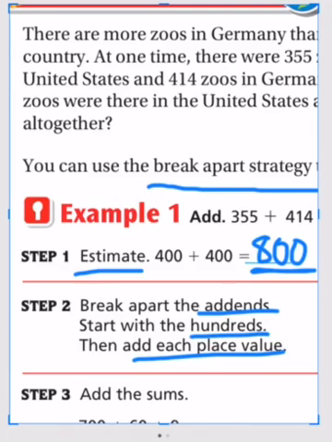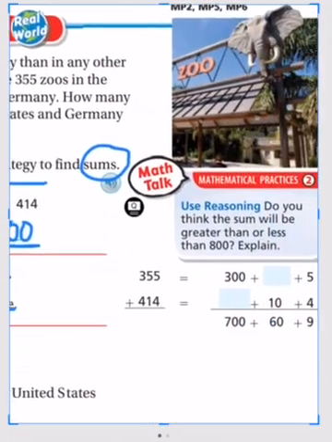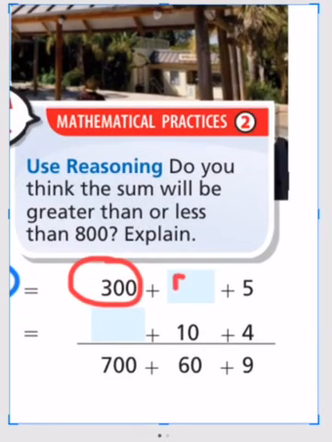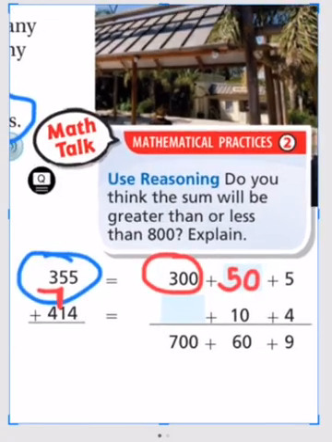Okay? So, if we move over here to the side, 355, we're going to break it apart. Officially, it's called the distributive property, and we get 300, plus the tens. We have 5 tens, and 5 tens then is 50. We count by 10, 5 times: 10, 20, 30, 40, 50. Okay, and then plus the 5 ones. 414, we have 4 ones here. We have 1 ten, and then we have 4 hundreds, so that's going to be 400.